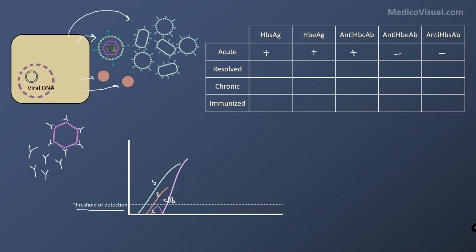Now let's suppose infection starts to resolve. Let's suppose now cytotoxic T cells have destroyed all the infected hepatocytes. Now they are no more generating new surface protein, right? New surface protein is not being produced, and no new E antigen is being produced. So what will happen? The antibody against this E antigen will start binding with it, right? And because it will start binding with it, E antigen will appear to go down.